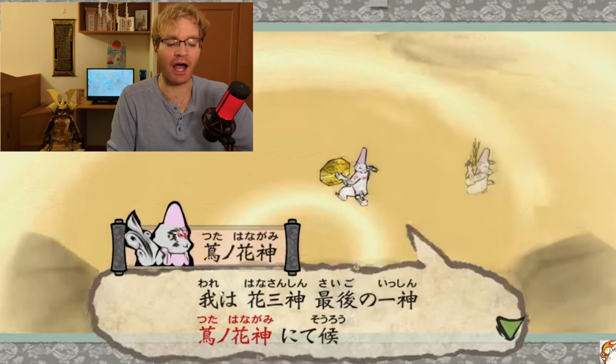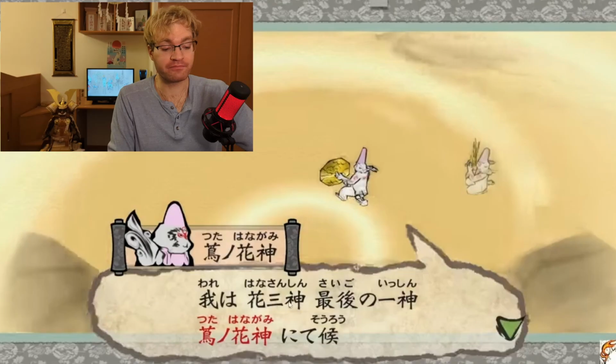So ware wa, so I in particular, so I, hana sanshin, okay? Hana means flower. Again, we went over that. And then sanshin is actually a Chinese loanword, the Chinese pronunciation of the word three, which is san, and then shin is a Chinese pronunciation, well, the Sino-Japanese, because I think the Chinese actually say shen, but the Japanese say shin, okay? Sanshin means three gods, so the hana sanshin is the three flower gods, okay?